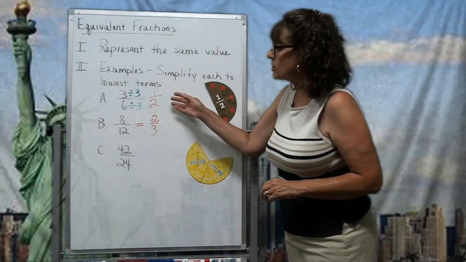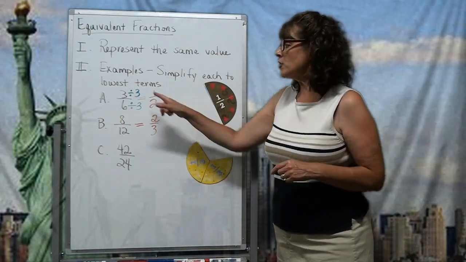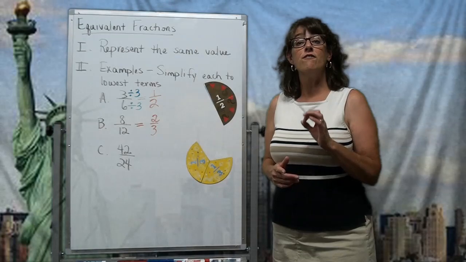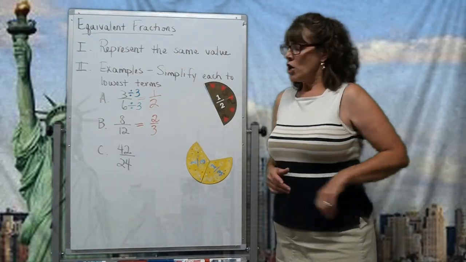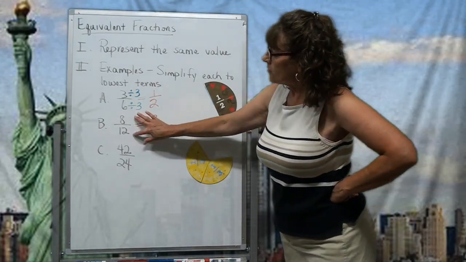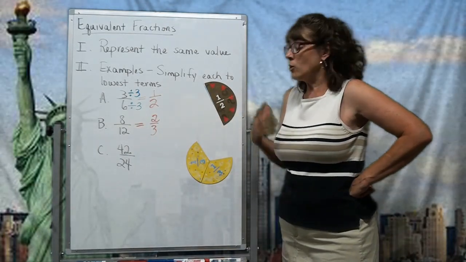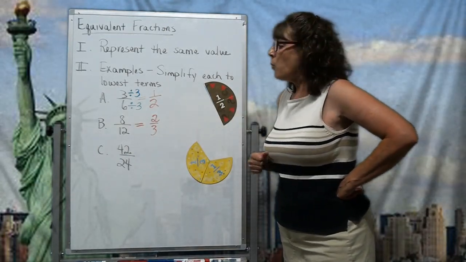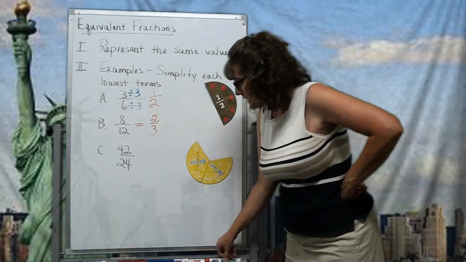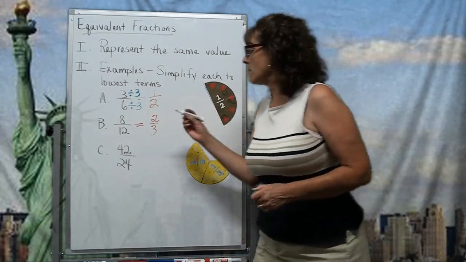Let's go with the idea that we had up here. How did we get from 3/6 to 1/2? We divided the numerator and the denominator by the very same number. So if that's the case, is there a number here that I could divide my numerator and my denominator by in order to get to a 2/3? What would I divide an 8 by to get a 2? Well, I would divide that 8 by 4.